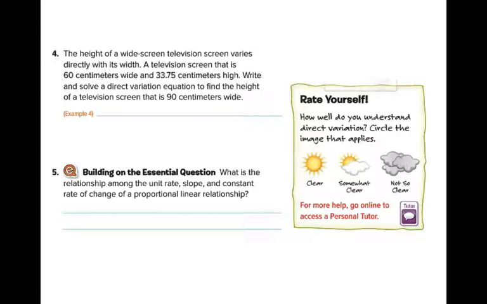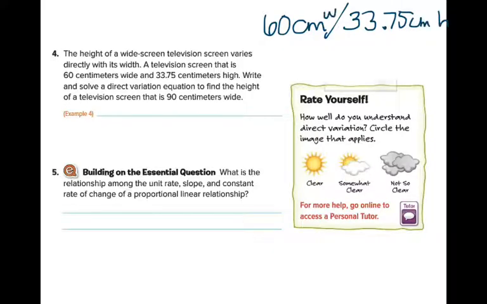The height of a widescreen television varies directly with its width. A television screen that is 60 centimeters wide and 33.75 centimeters high. Write and solve a direct variation equation to find the height of a television screen that is 90 centimeters wide. So we're going to take 60 centimeters wide by 33.75 centimeters high. Okay, and then we're going to find if it's 90 centimeters wide, how high?